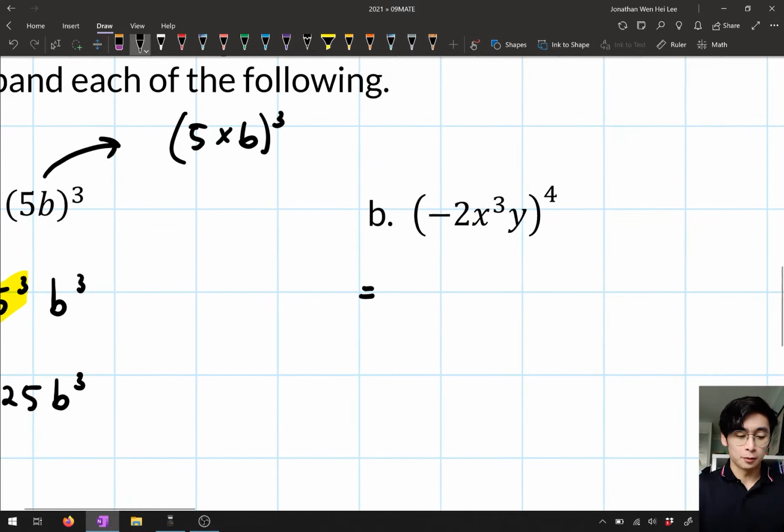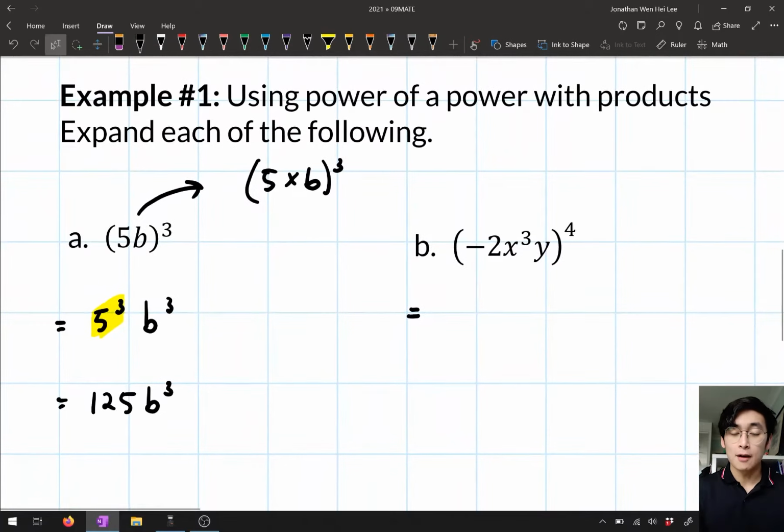Let's have a look at the next example. This time, I've got negative 2x cubed y to the power 4. So we're raising the whole term, negative 2x cubed y, to the power 4. When we do that, we're going to raise each of the terms individually to the power 4.